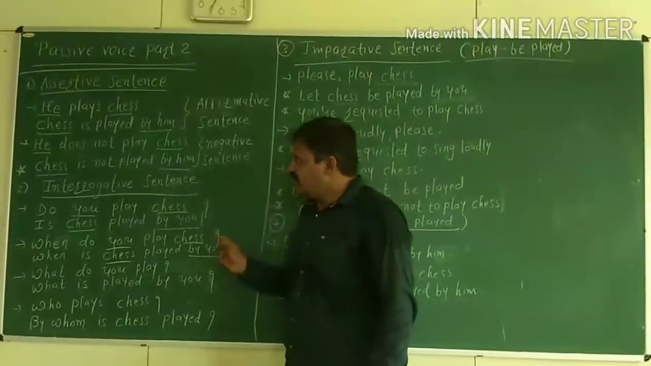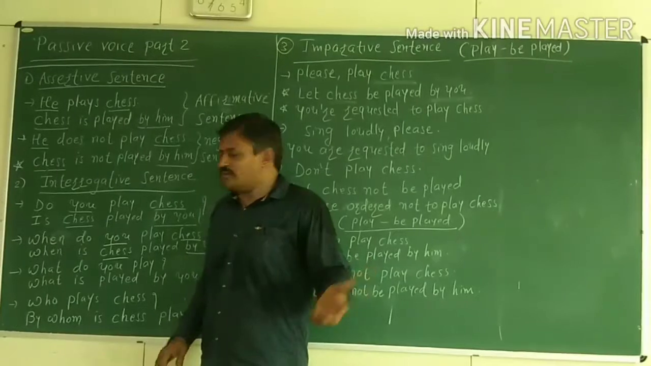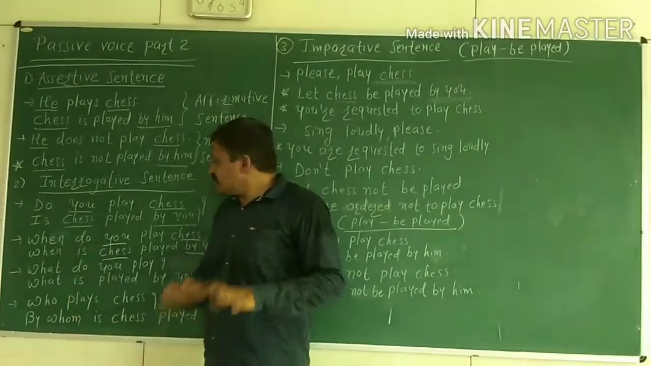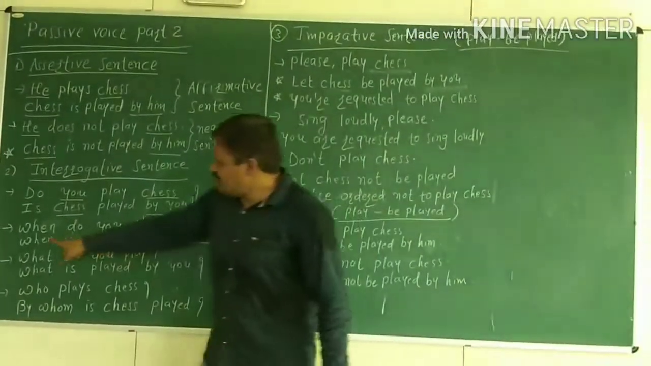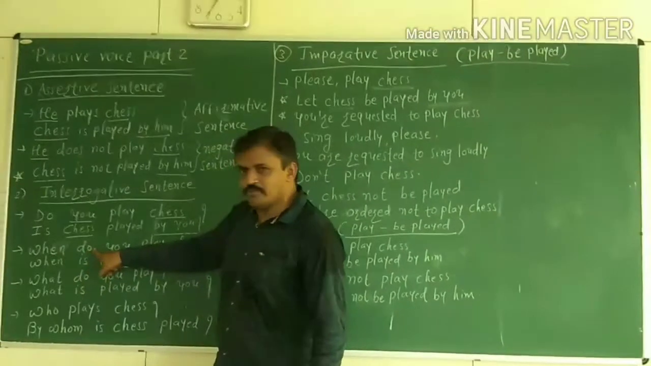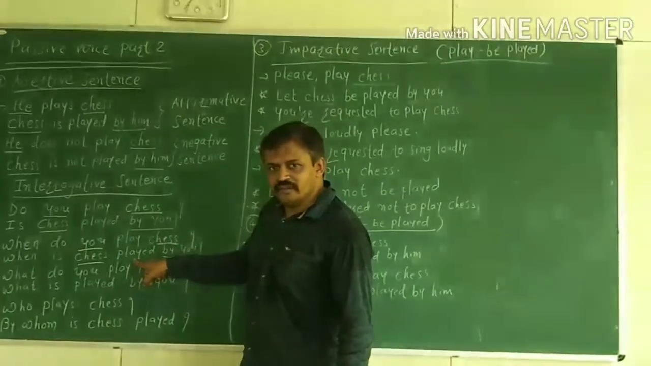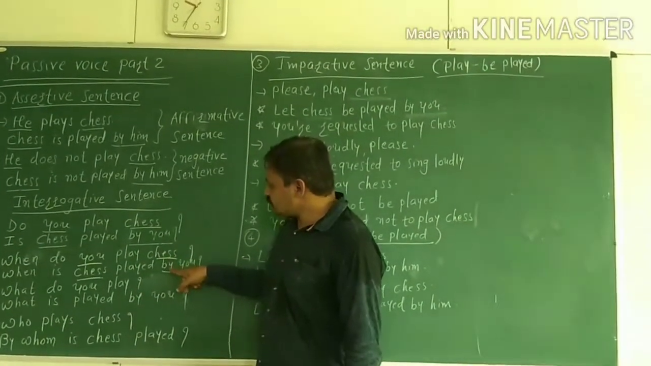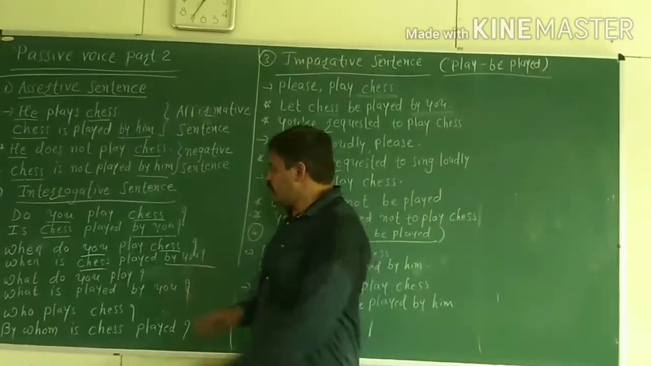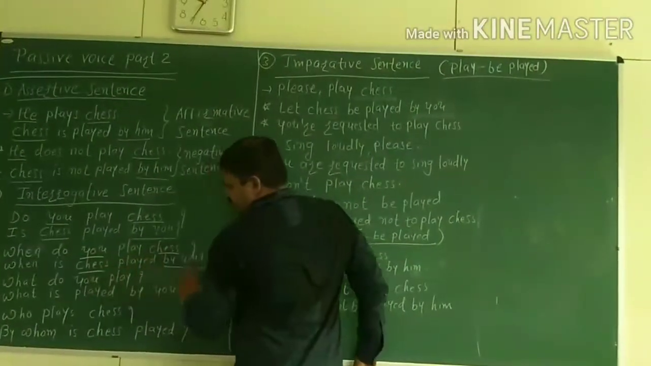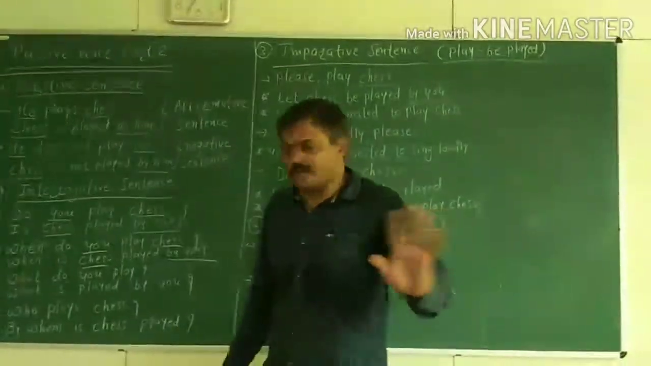Another example, look here. This is the interrogative sentence without a WH interrogative pronoun, and this is with the WH interrogative pronoun. The same theory. When do you play chess? Then what do we do? We write when instead of when, is instead of do, chess instead of you because it is the object, V3 of play instead of play, and by you instead of chess because it is the subject. What did we do? You and chess are replaced here and the verb is changed. The 2 types of changes have been performed.